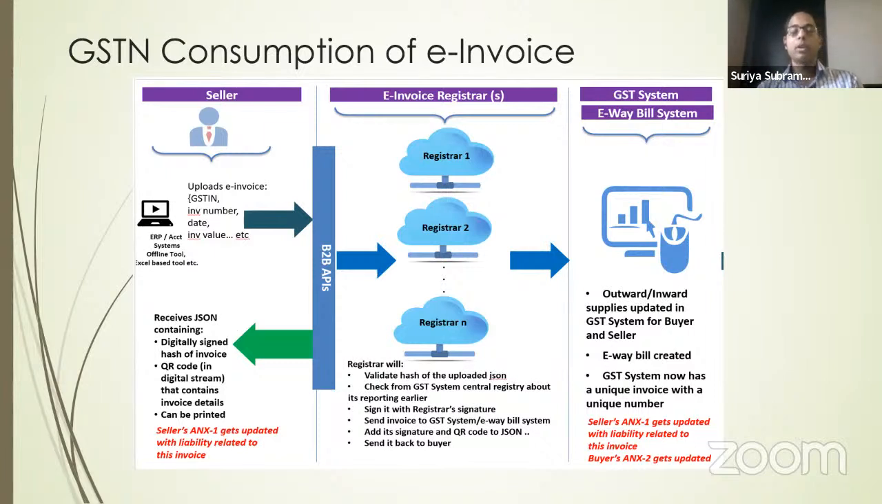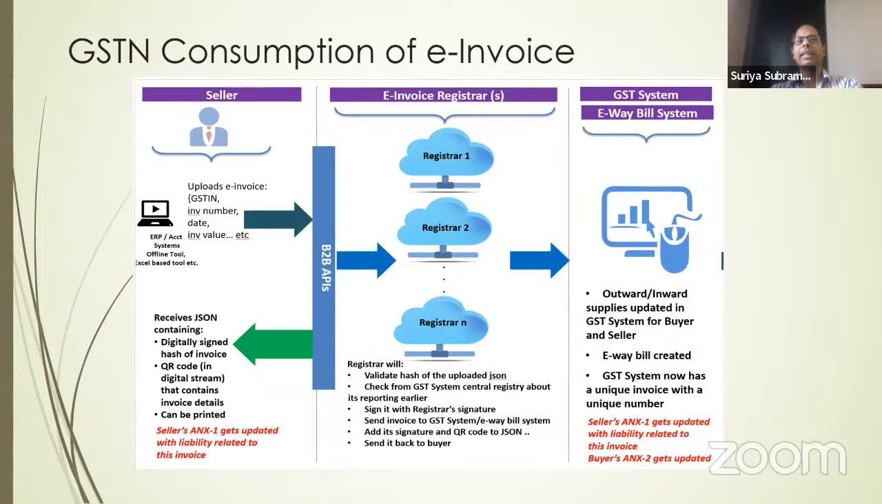What does the government portal do? Right now, there is only one e-invoice registrar, which is run by NIC. There could be multiple registrars. The government will first do a deduplication check whether that invoice is already generated. If not, it will accept the invoice, validate it, and give you back an acknowledgement number. Along with the acknowledgement, they give you a digitally signed invoice and a digitally signed QR code. So this is the proof that you have generated the e-invoice.